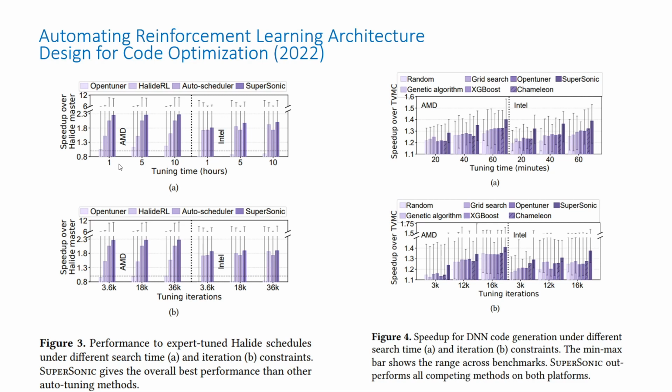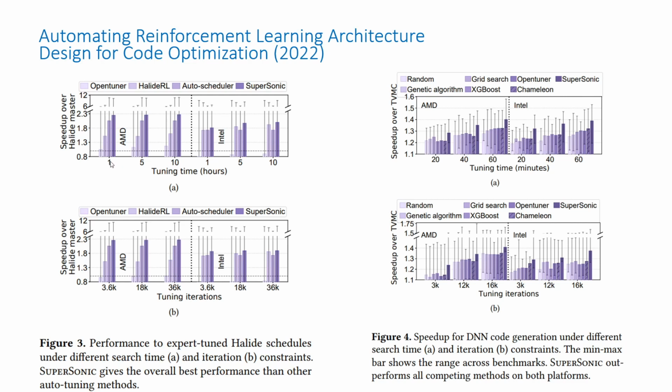And it's interesting that Adams is going to beat the Halide Reinforcement Learning on AMD, but not on Intel. Perhaps Adams 2019 is using a deep learning based cost model, so it might have been trained on AMD but not on Intel. That could be the cause why it's not winning against Halide RL in here.